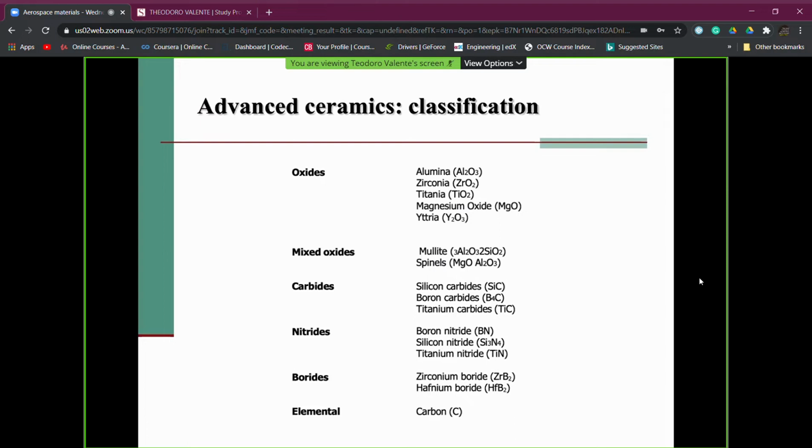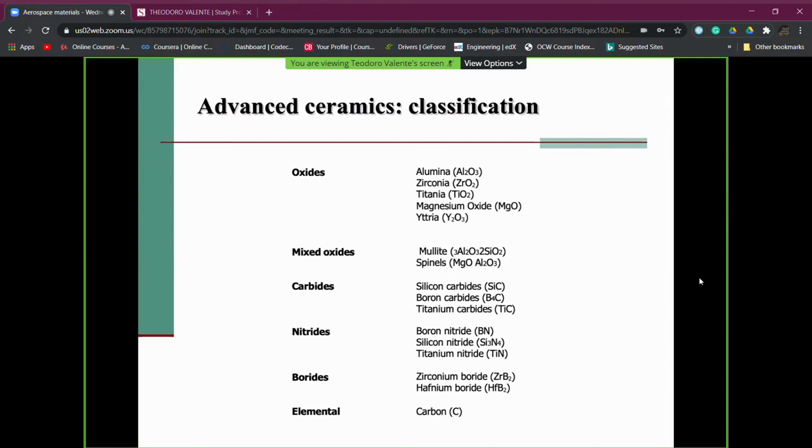And this is the case of mullite, of spinels. Spinels, we met them when we discussed very rapidly about materials having RAM or radar properties. Then, when we have the non-metallic element which is carbon, we have the class of carbides.